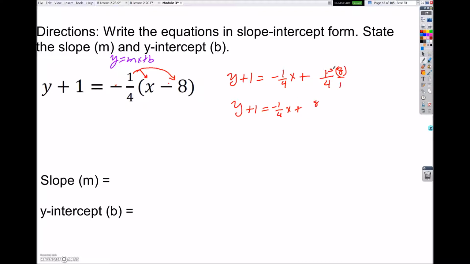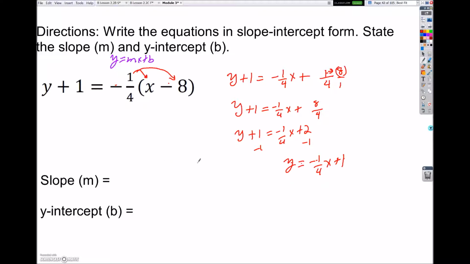because I'm multiplying fractions. We just multiply straight across. 4 times 1 is 4, and that'll reduce to 2. So I have y plus 1 is equal to negative 1/4 x plus 2. Now I need to get the y all by itself, so I'm going to minus 1 on both sides of the equal sign to get y is equal to negative 1/4 x plus 1. And now you can see this is in my y equals mx plus b.